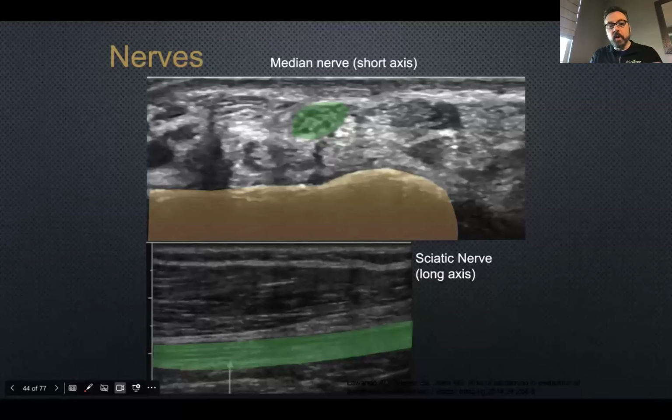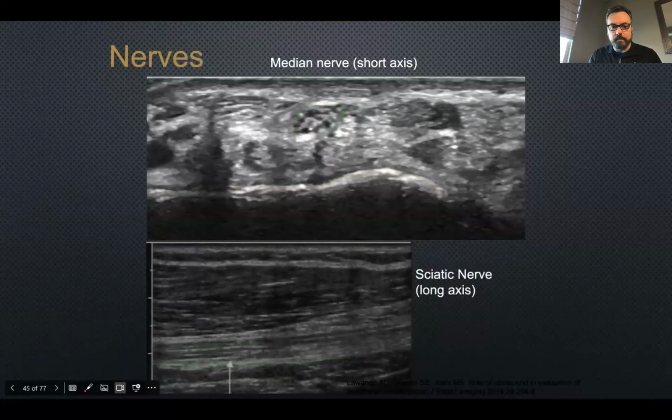Okay. Nerves. I did tell you that nerves are awesome to evaluate. People have gone through and mapped the circumference of nerves. When you have any kind of neuropathy, a compressive neuropathy, the nerve itself will swell under musculoskeletal ultrasound. So here we have the median nerve in short axis, and here's actually a nice shot of the sciatic nerve.